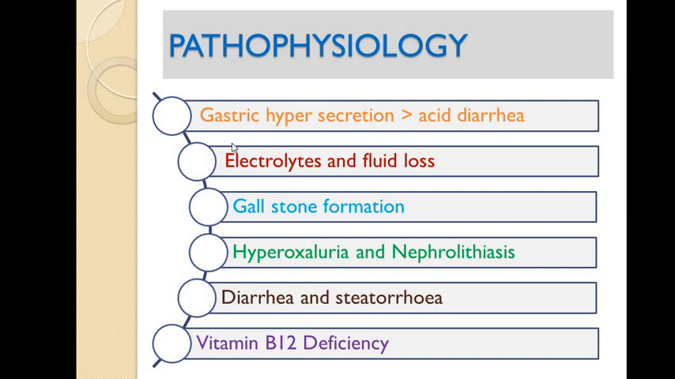So what is the pathophysiology of short bowel syndrome? Short bowel leads to gastric hypersecretion, and that gastric hypersecretion might lead to acid diarrhea. As we know that short bowel syndrome leads to electrolytes and fluid loss, that person might experience some signs and symptoms of dehydration.